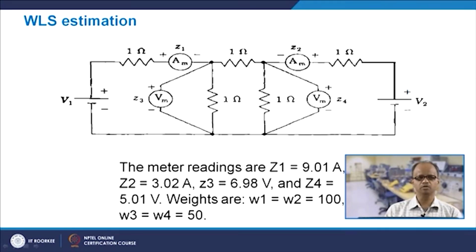Therefore, their weights are taken as 50. Now, our unknown state vector, or rather essentially our unknown quantities which we try to estimate from these 4 measurements, are V1 and V2. So, the first thing we have to do is to express these measurements in terms of these unknown voltages, or rather in terms of the unknown quantities.